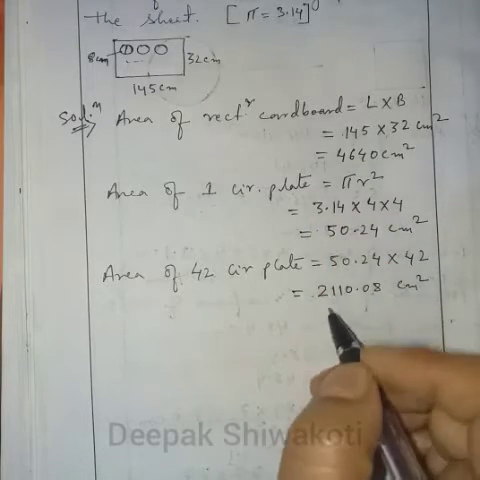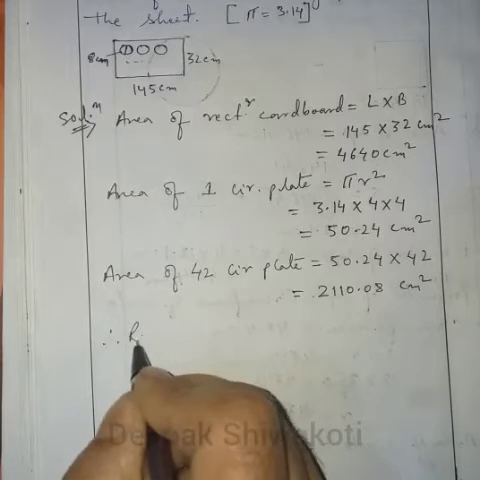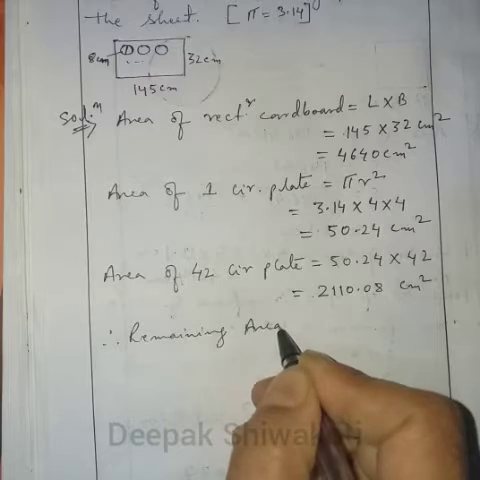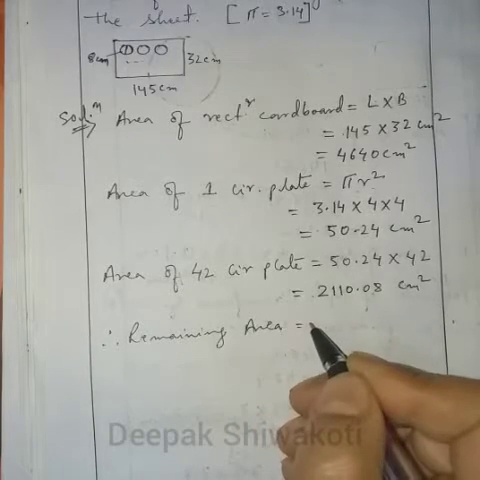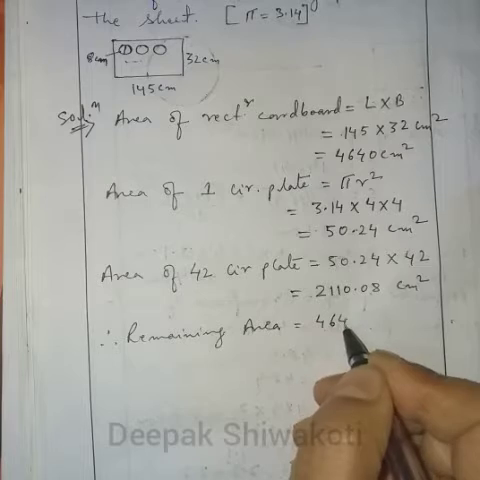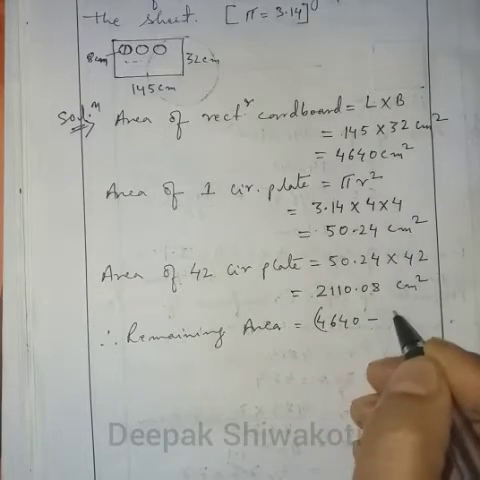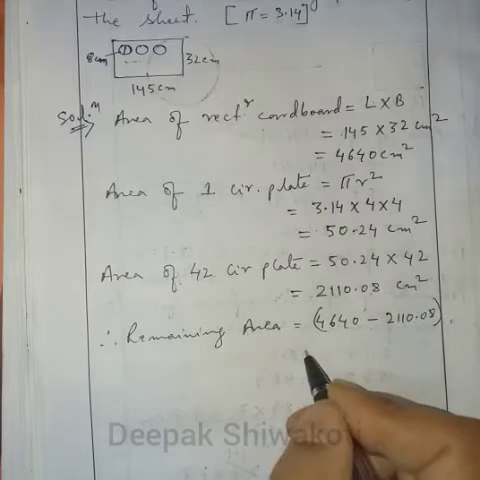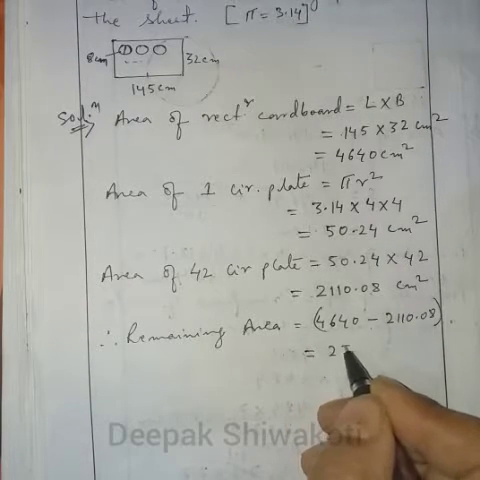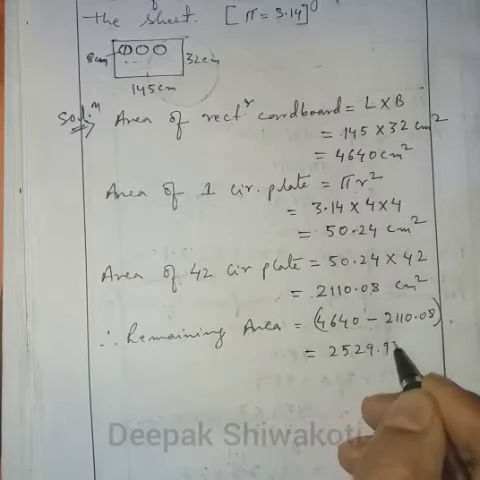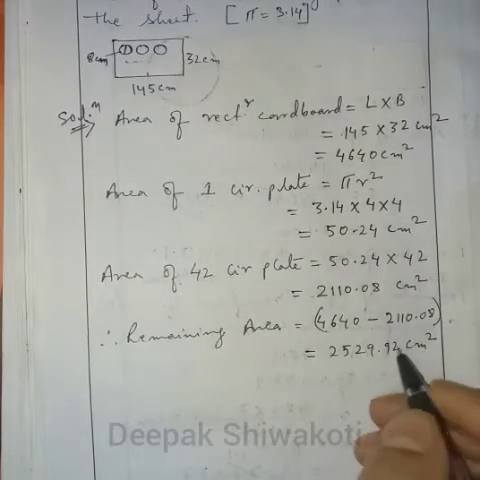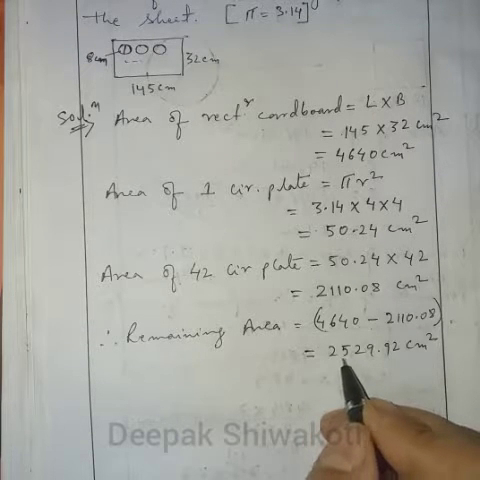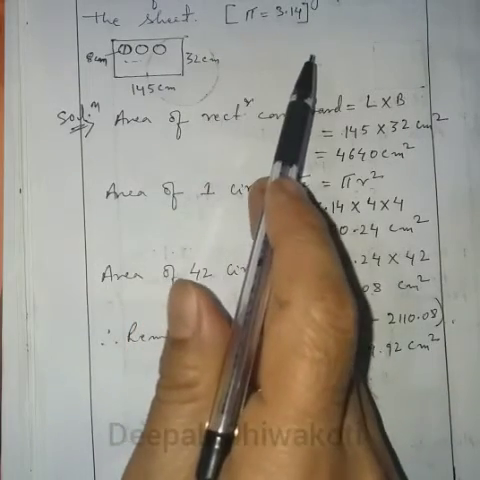Now if we subtract this area from this area, we'll get the area of the remaining portion of the sheet, isn't it? So therefore the remaining area will be equal to 4640 minus 2110.08, which will be equal to 2529.92 centimeter square.